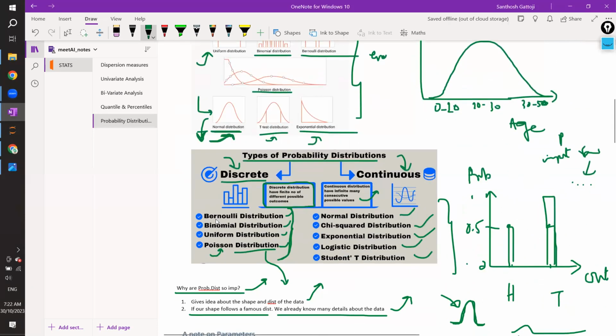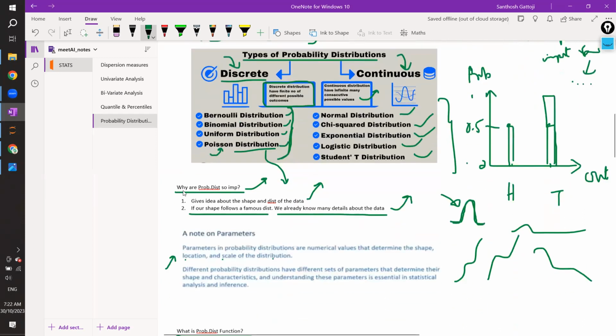Okay, and in that, what are discrete, what are continuous. Fine, and then mainly we try to understand what is a probability distribution, why it is so important. Because if it is already following a famous distribution, we can directly use all those properties. Okay, that's fine. So I hope we are good till this point.